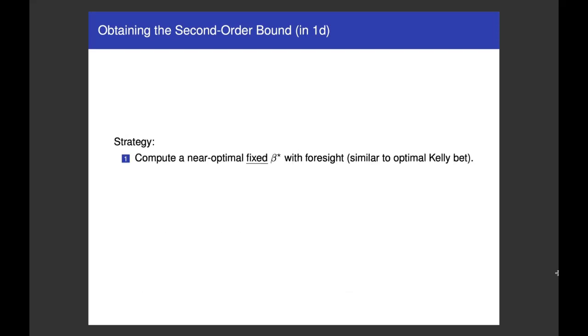Okay, so what's our overall strategy using coin betting here? We're going to compute a near optimal fixed betting fraction beta star. So if we were to use this beta star for every round as our betting fraction, we would actually get a second order regret bound.